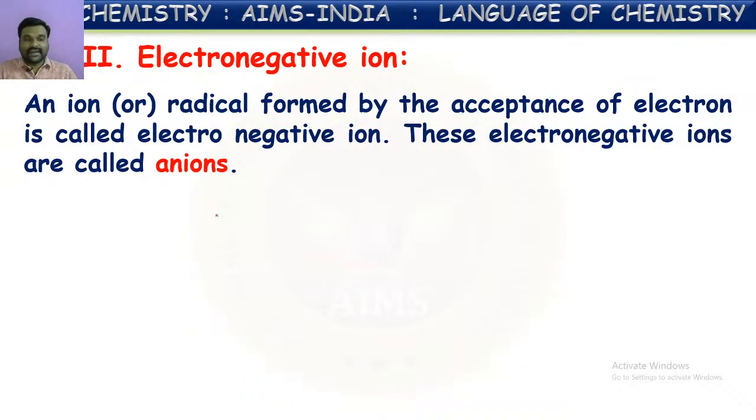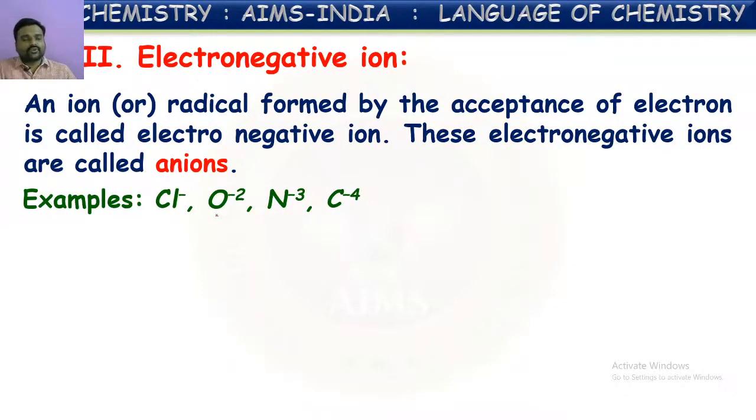Now let us see about these anions. Examples they have shown here: Cl minus, which is called chloride ion or chlorine ion. So here by the gaining of one electron, chloride ion is formed. Or if you see oxide ion, O minus 2, by gaining of 2 electrons, oxygen forms an ion. Nitrogen by gaining of 3 electrons, carbon by gaining of 4 electrons. These all ions are formed by the gaining of one or more than one electron, and hence these are called as electronegative ions or anions.